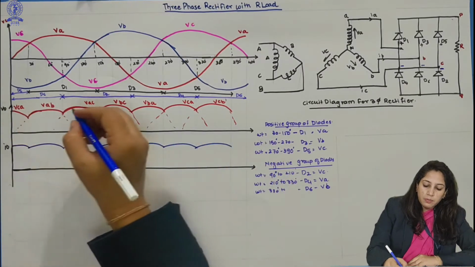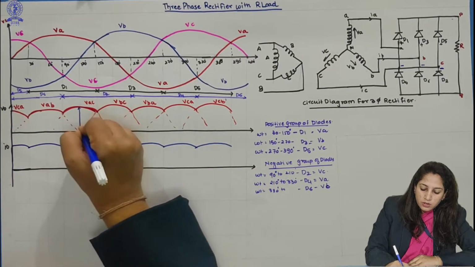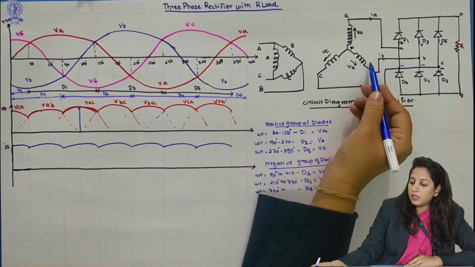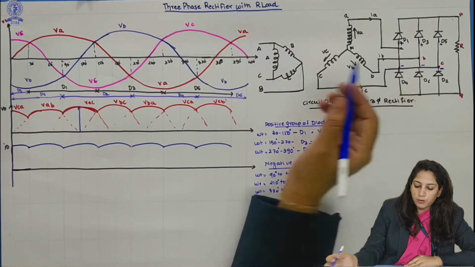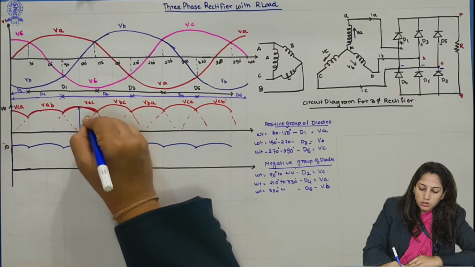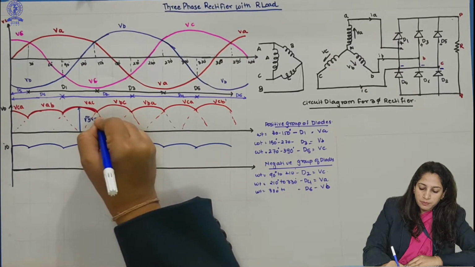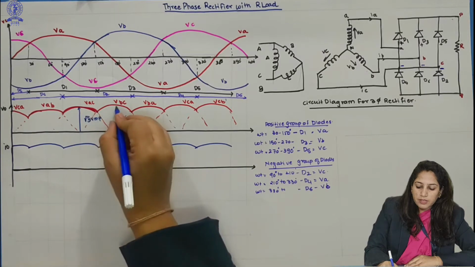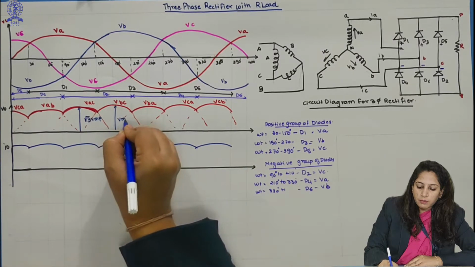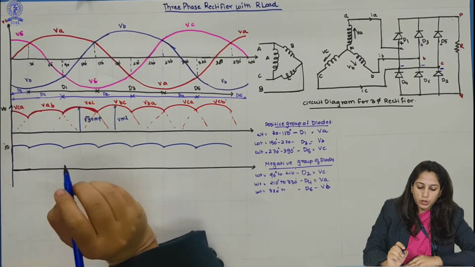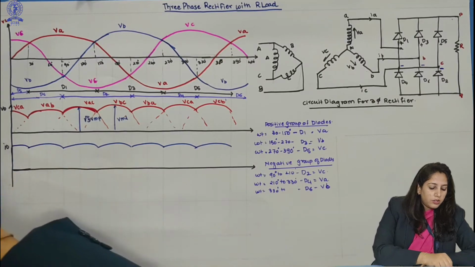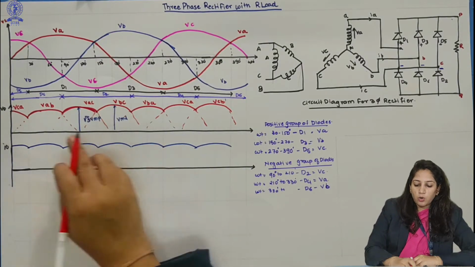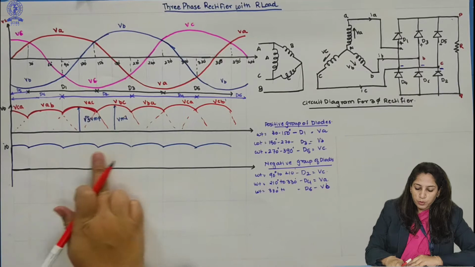So this is the maximum voltage. Now we know the line voltage is √3 times the phase voltage. So this is √3 VMP, that is the maximum phase voltage. Or we may say this as V maximum VML, that is the line voltage. So in this way we have got the output voltage and output current.